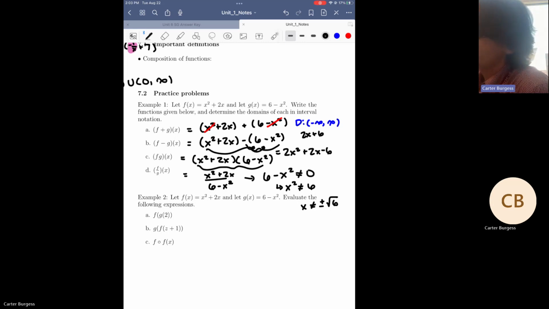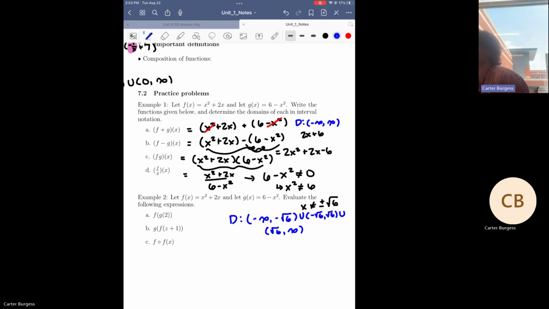I am excluding those values. And so what is my domain going to look like? It's going to be everything from negative infinity up until this negative root 6. We want everything in between these two. And we want everything from positive root 6 up to infinity. So the only values that we are throwing out here are negative root 6 and positive root 6.